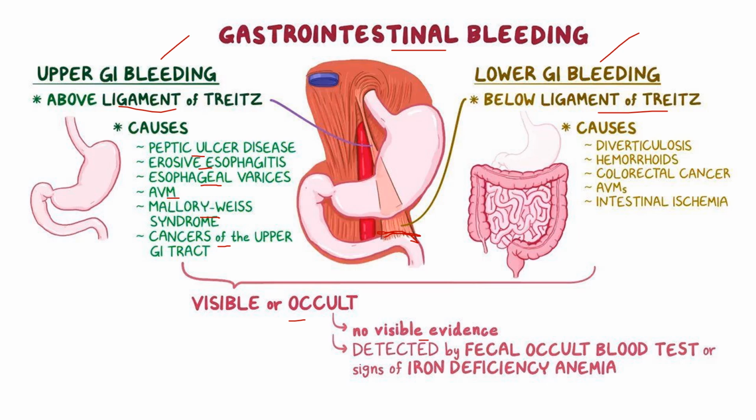That is, no visible evidence can be there, which can be detected by the fecal occult blood test or signs of iron deficiency anemia. In elderly, if there is iron deficiency anemia, you have to always evaluate for malignancy. Then lower GI bleeding, below the ligament of Treitz. In elderly, the main cause is diverticulosis, and it can be hemorrhoids, colorectal cancer, AV malformation, intestinal ischemia.